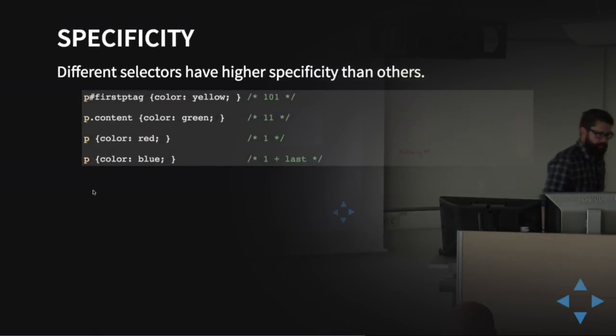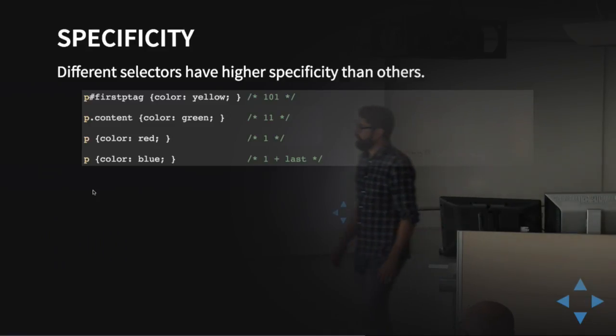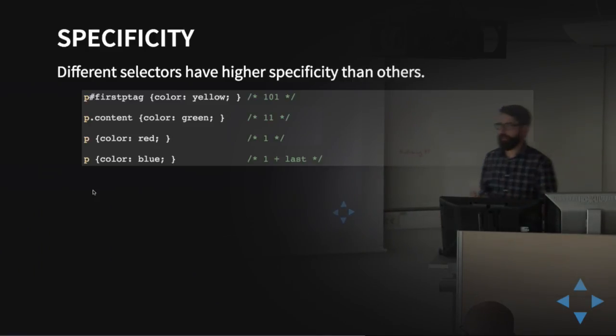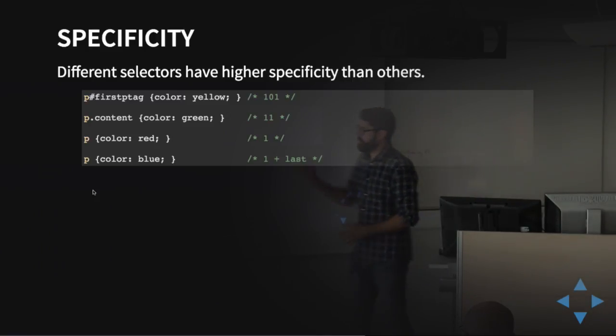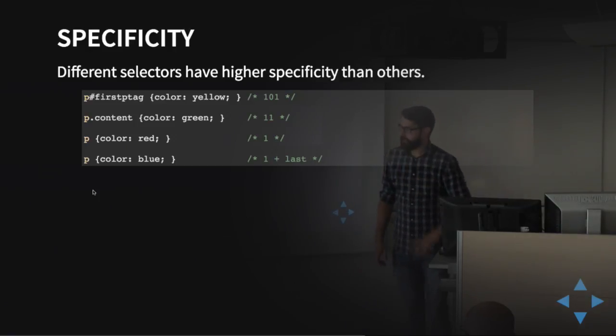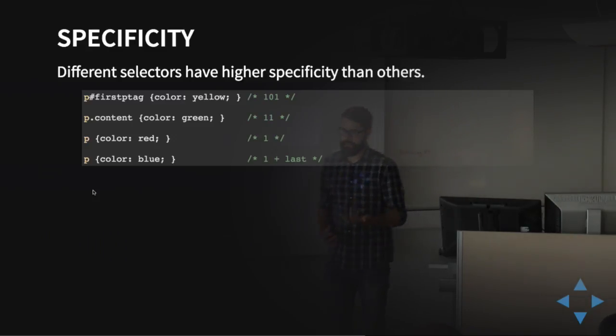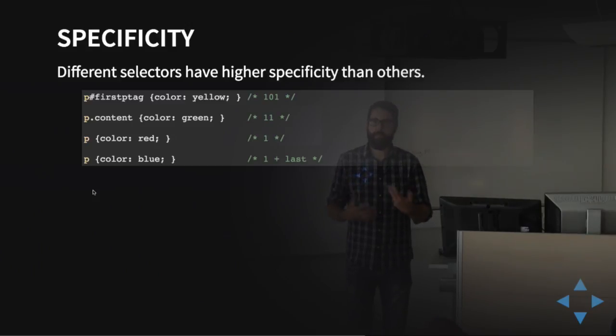Okay, getting into specificity. It's a hard word as well. So I got a question earlier. Does the order matter and in which way are the rules applied and so on? And specificity matters a lot. So what specificity is, is that different selectors have different importance.